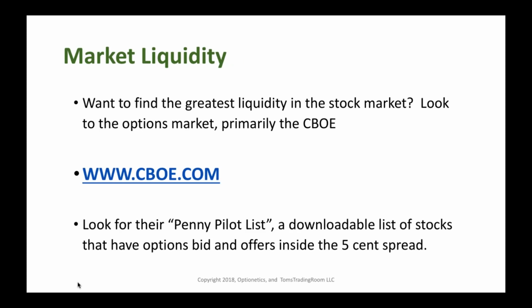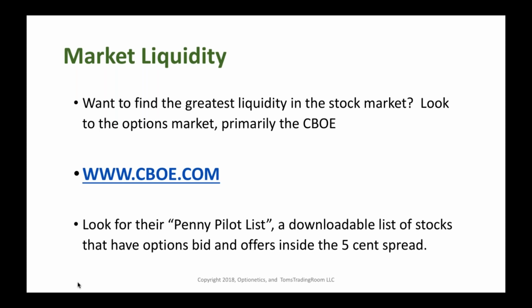So for market liquidity, if you want to find the greatest liquidity in the stock market, go to the options market first, because if it's an optionable stock, it's got to have decent liquidity in the stock itself. So you can go to the CBOE, cboe.com or cboe.org, and look for something called the penny pilot list. I update it regularly. It's a downloadable list of stocks that have options bids and offers inside the 5-cent spread. It means that these options are liquid.